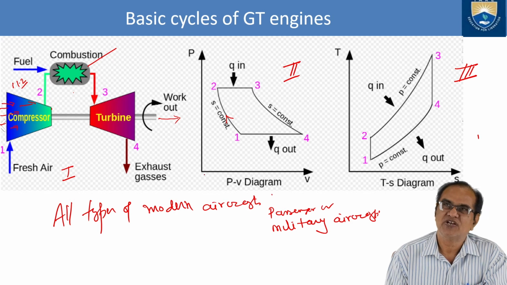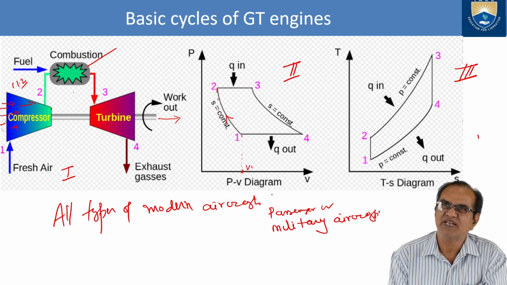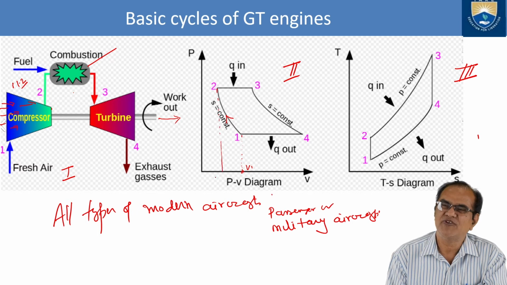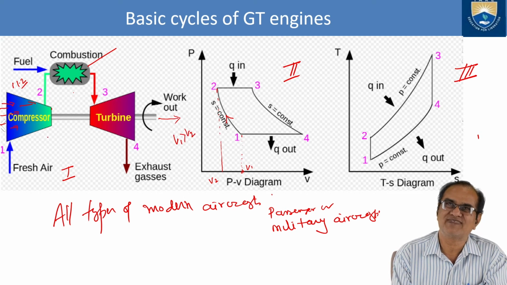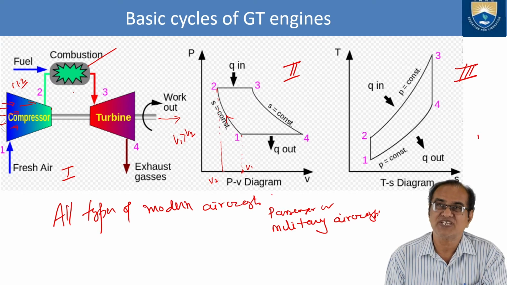Air is sucked in. Initially you can see the volume is here, it is V1. Now after the compression, the volume has become V2. So V1 is greater than V2. At 1 you have more volume, and here the volume is less. So the pressure is increasing and the volume is decreasing.